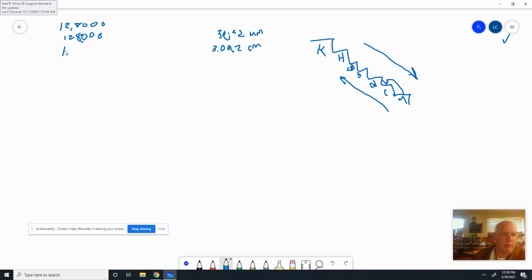If I add another zero, that gives me 1,280,000. So each time I'm multiplying by 10. I've already multiplied this by 10, and that's by 10. That together is 100, because 10 times 10 is 100. So that's 100 times bigger already.